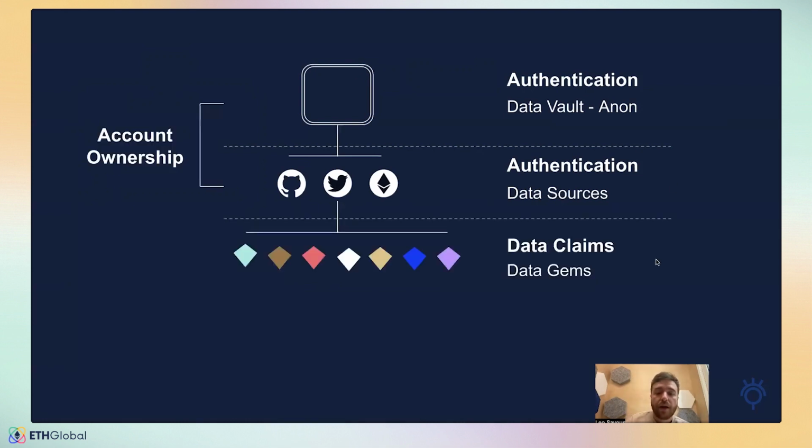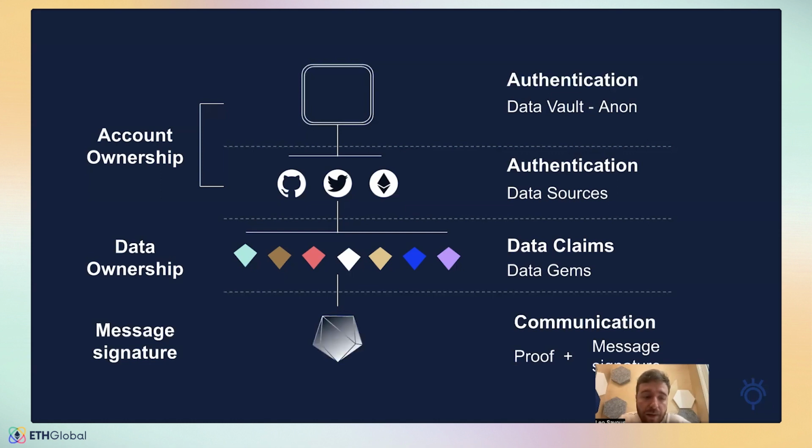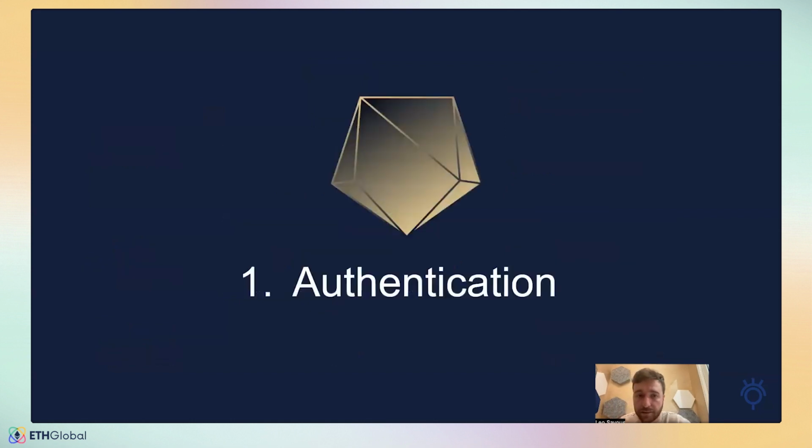Then you have what we call the data claims. You can claim to have some data inside your data vault, and this is due to the fact that you have added a lot of different types of data sources. So if you add, I don't know, all your accounts inside this Sismo data vault, you will be able to prove a lot of different types of data gems. So this is the data ownership part. And finally, for each interaction between your application and the Sismo data vault, you will be able to add message signatures that you can approve or not inside the Sismo data vault.